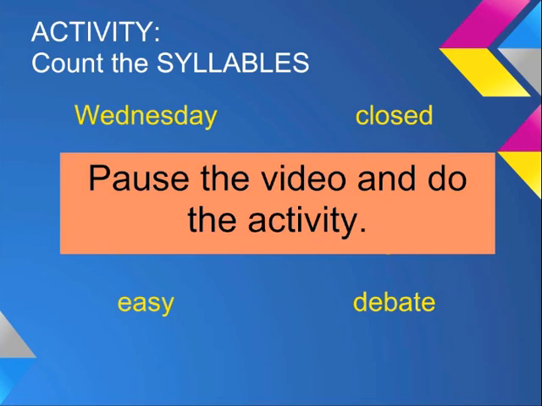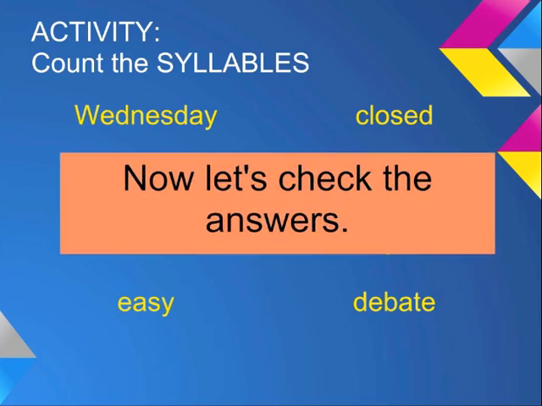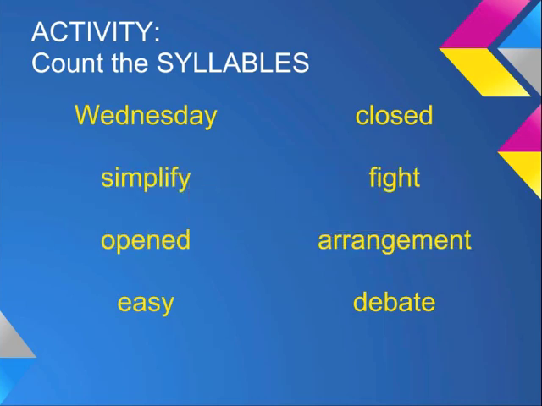Now pause the video and do the activity. Count how many syllables you think are in each word, and when you're finished, return to the video. Now let's check our answers. Wednesday has only 2. The middle syllable kind of disappears. Simplify has 3.